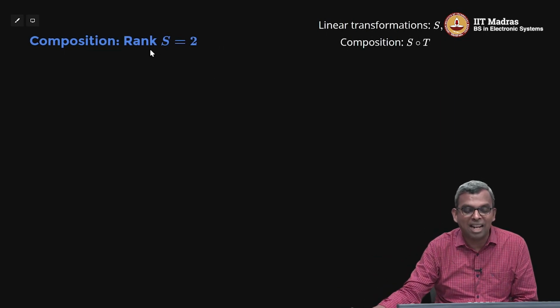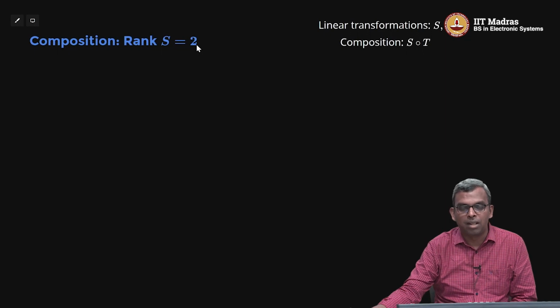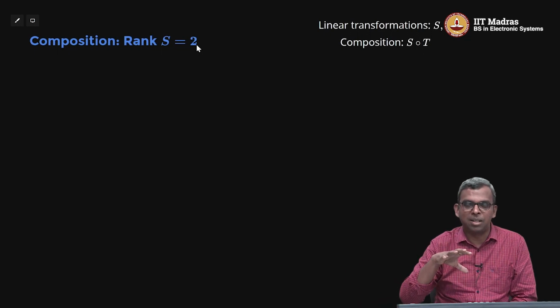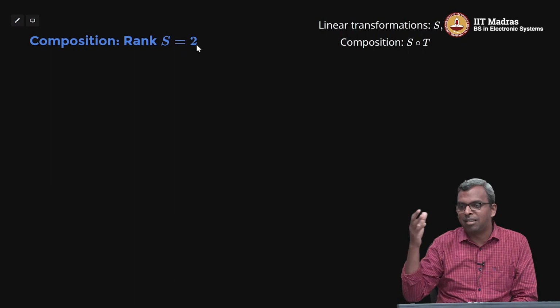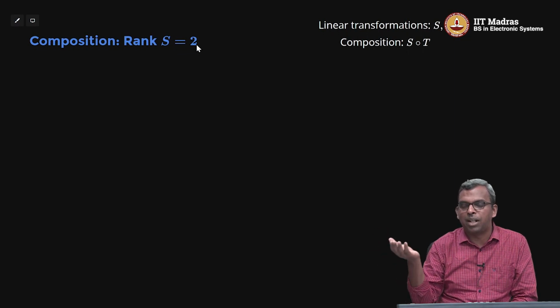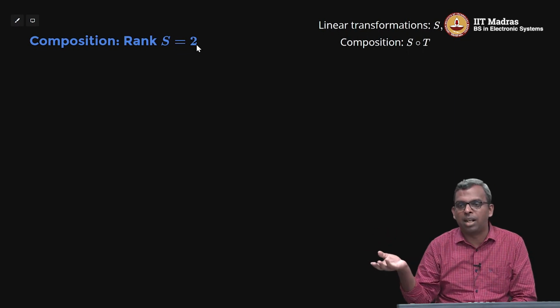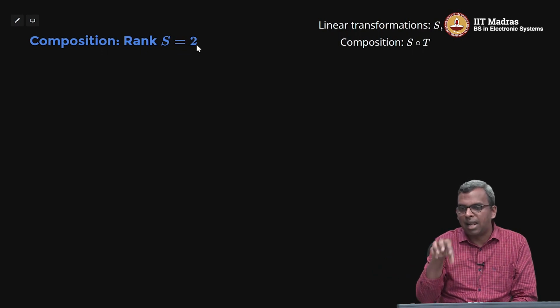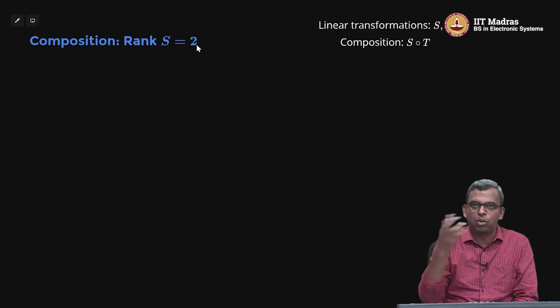Okay, so let's look at rank S equals 2. Okay, so we saw T being 2 was reasonable. T being 2, everything depended on S, right? So range completely depended on S. Null was nothing but null S. T inverse of null S was all you wanted.